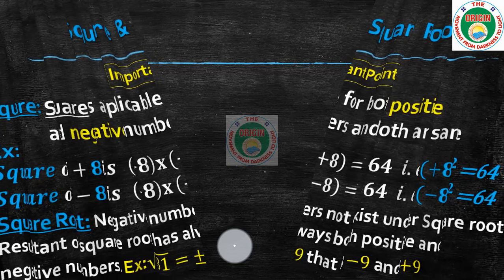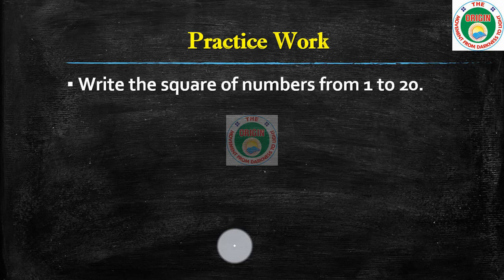That is about the square and square root. Practice work. Write the square of numbers from 1 to 20. That is 1 square, 2 square, 3 square, 4 square, 5 square. No need to draw the square figures. Simply write down the values. 1 square, 1 into 1, 2 square, 2 into 2, 3 square, 3 into 3, 4 square, 4 into 4, 5 square, 5 into 5. Like that up to 20 square equal to 20 into 20. How much value did you get? Write it in the answers and learn it by heart. The squares of numbers 1 to 20 are very, very important.